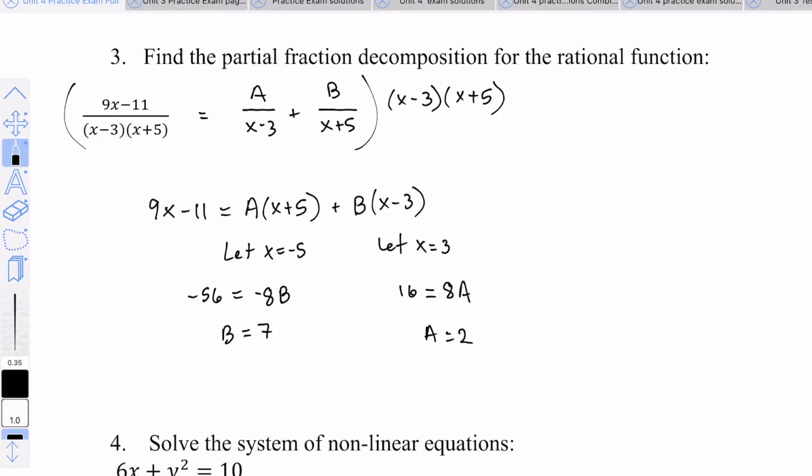So now the final step is to rewrite the partial fractions, replacing the values of A and B for what we found in this step. So this partial fraction becomes 2 over x minus 3. And this partial fraction becomes 7 over x plus 5.